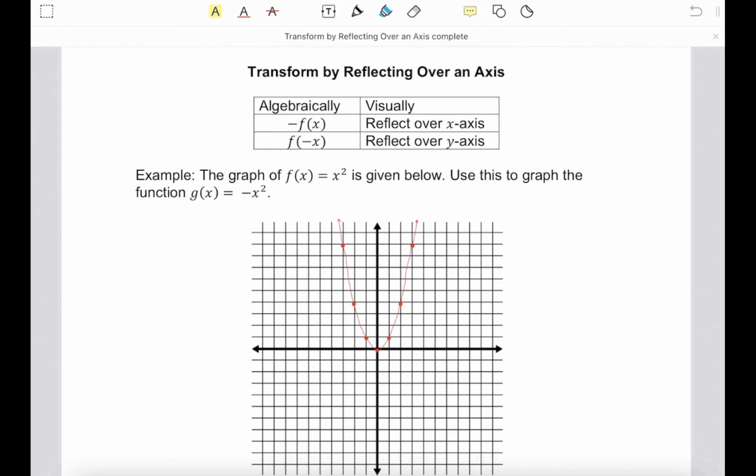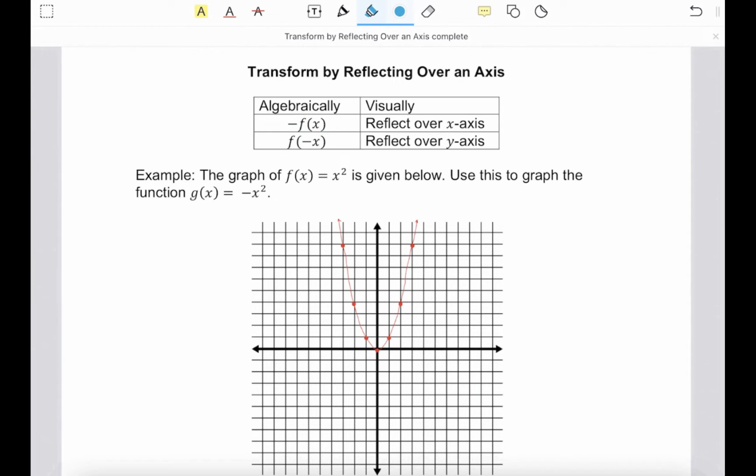You can reflect graphs over the x-axis or the y-axis, and they take specific forms in the function notation. So here, if outside of the function it's multiplied by an invisible -1, where that negative is there, it's reflected over the x-axis. This makes sense because this f of x is the y-coordinate, so we're then switching it to the negative y-coordinate.